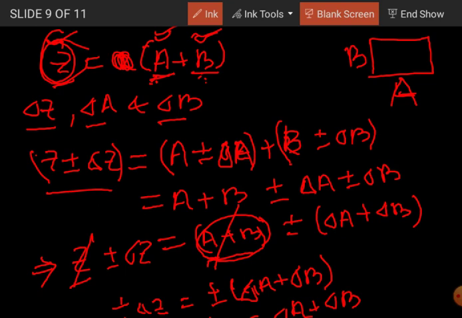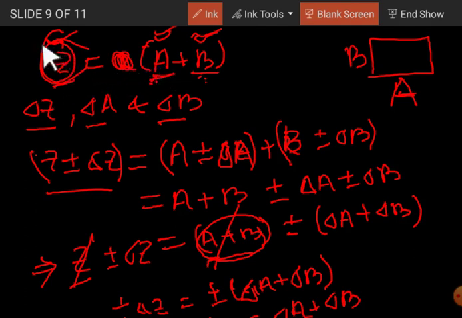So what happened, when two quantities are added, the absolute error in the final measurement is nothing but the sum of the absolute error in the individual quantities. So this is about the sum of two physical quantities, a physical quantity which can be expressed as a sum of two physical quantities. Now I'm just repeating again.